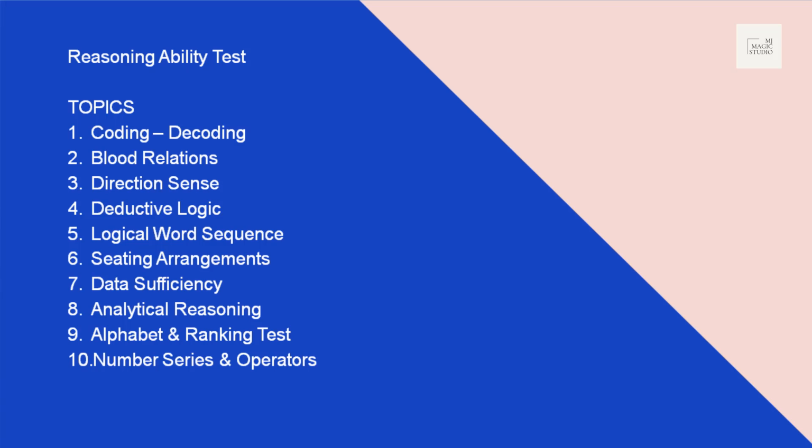But I still believe that the top four, coding, blood relation and direction, and deductive logic, should feature, like we should have 8 questions at least from these 4 topics. 2 from data sufficiency would also be fine. So 10, and 1 each from other topics would suffice.